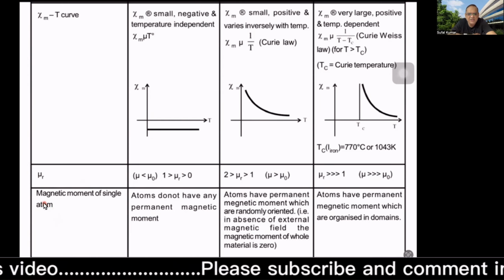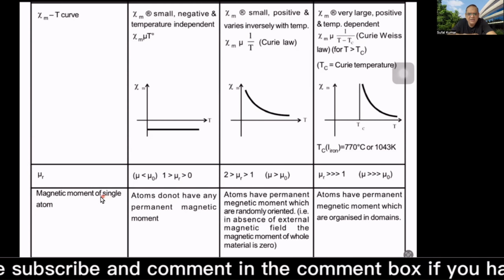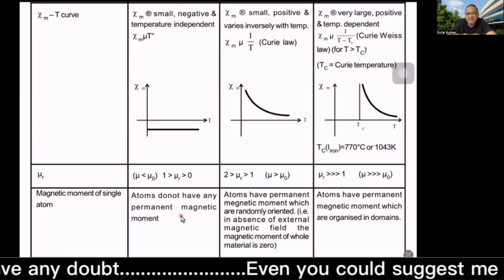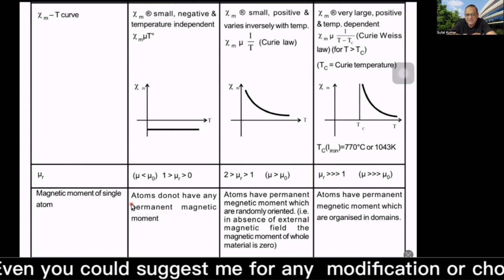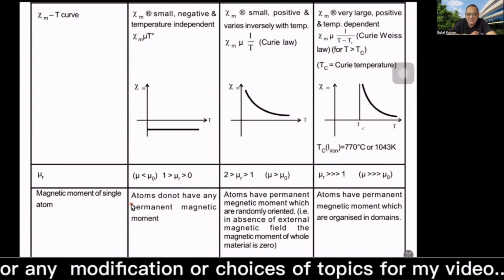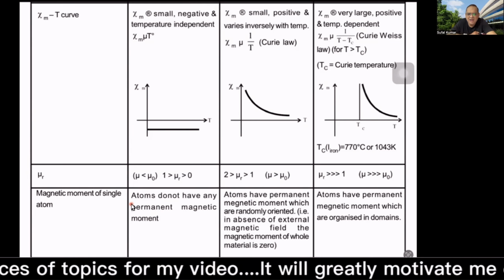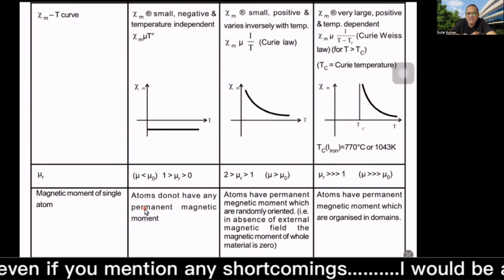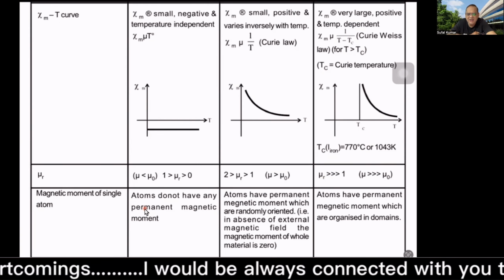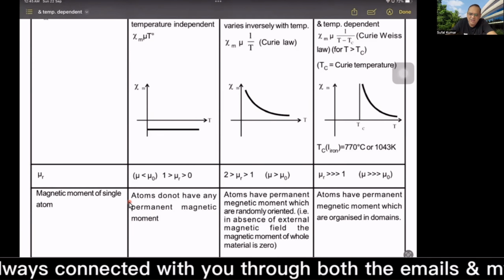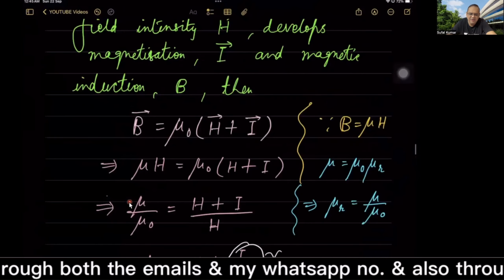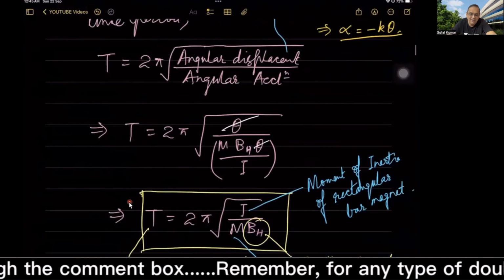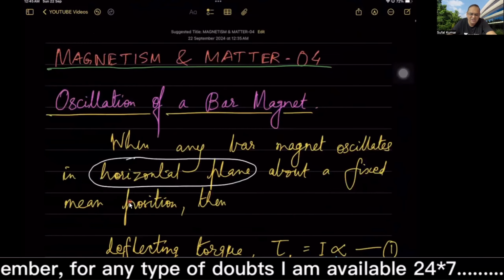Then the fifth parameter, magnetic moment of a single atom. Atoms do not have any permanent magnetic moment. This magnetic moment we discussed under the heading Bohr magneton. If you remember, we analyzed mathematically that capital M is 1 by 2 e omega r square, right? If you want, I can show you, but this we covered in the third video. We may not be able to access it here, because we started with the fourth video.